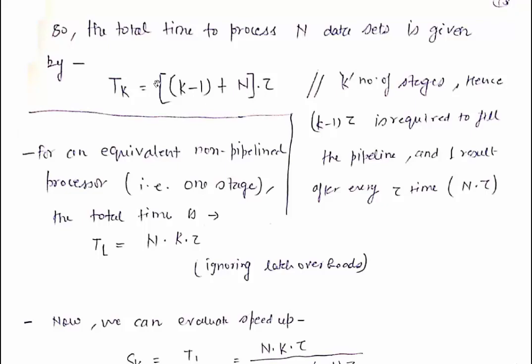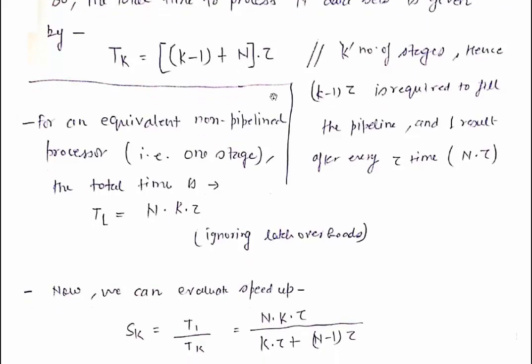After k minus 1 stages, one output would come, and after each time period you will be getting more outputs. So that is why this expression is (k minus 1 plus n) multiplied by tau. And we already know that if you are executing the computation without pipeline fashion, it would be n into tau. So you can evaluate the speed up.